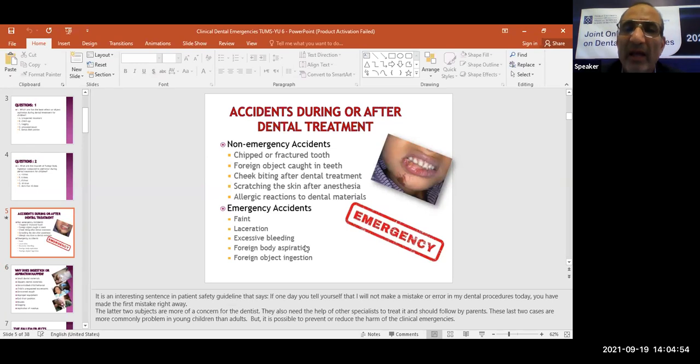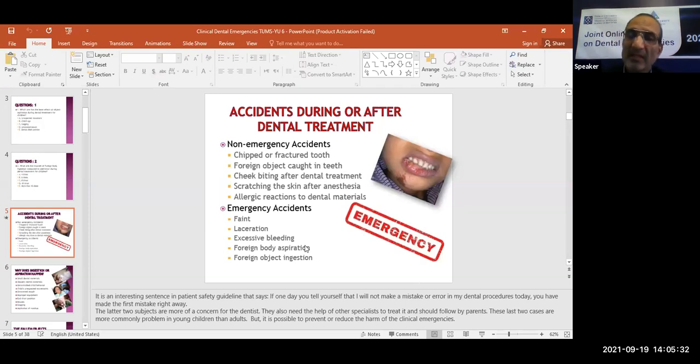There are some accidents during or after dental treatment. Some of them are non-emergency accidents, for example, chip or fracture of tooth, foreign body caught between teeth, for example, wooden bed, cheek biting after dental treatment or scratching the skin after anesthesia, or some allergic reaction to dental materials.